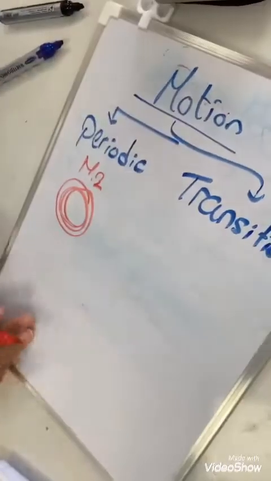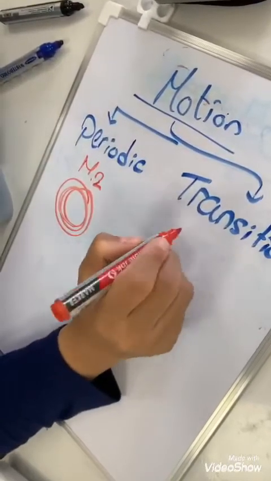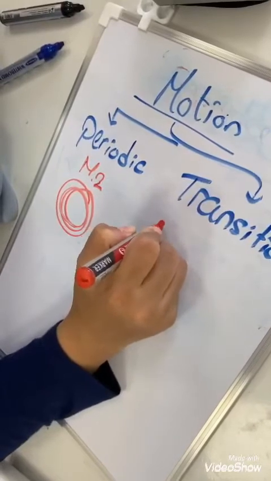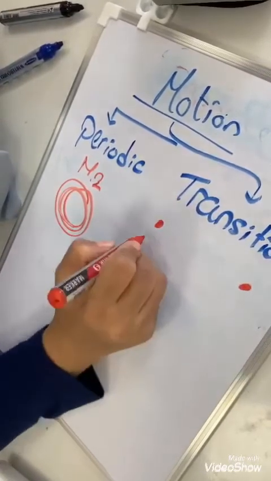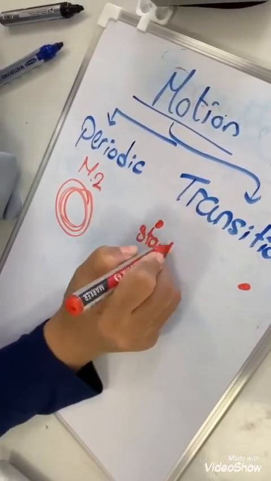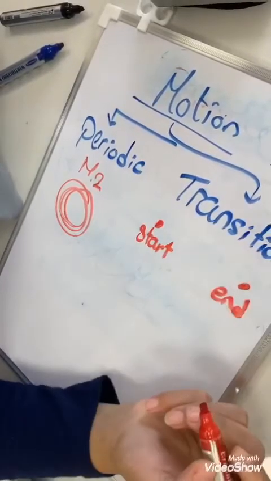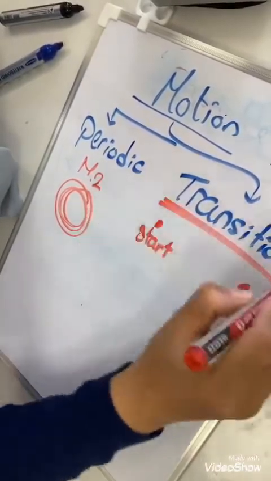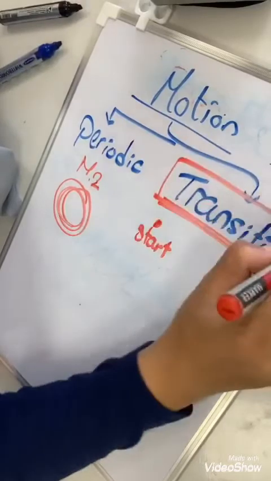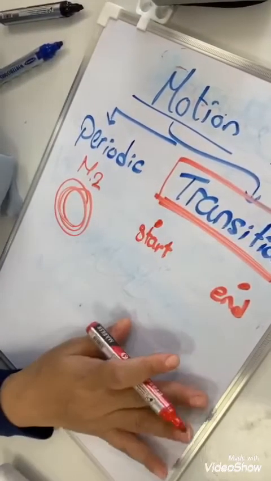What about the transitional motion? Transitional motion is motion that has a certain start point and a certain end point. It has a start and end point. Okay? So our lesson is about the transitional motion.